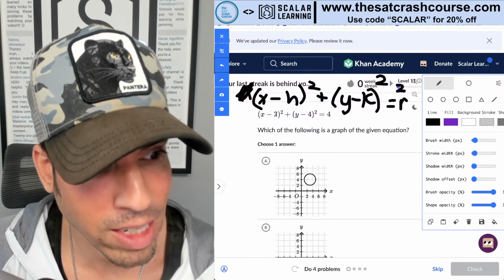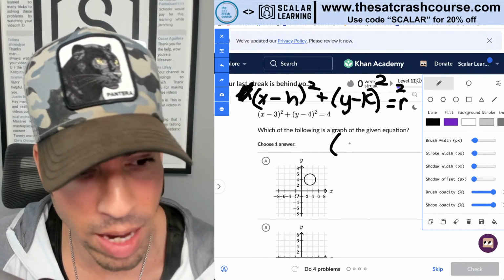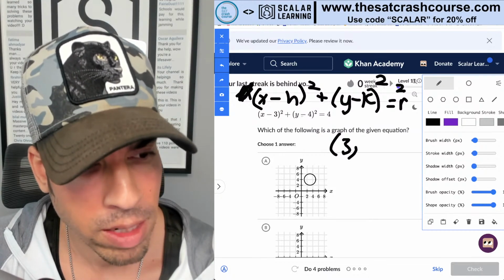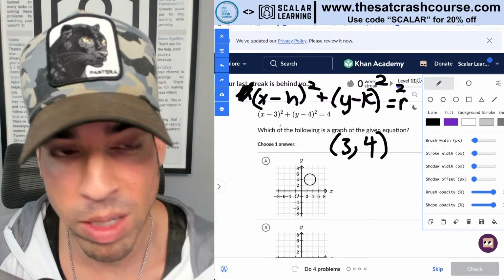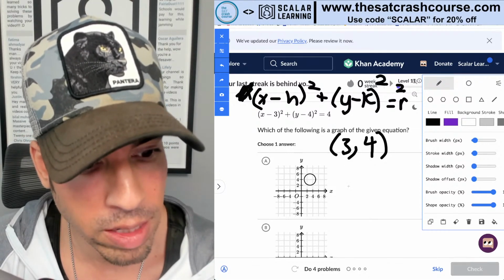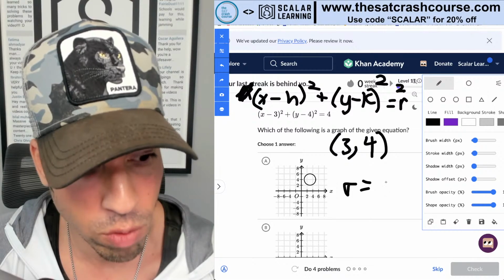So again, since it's x minus 3, my center for the x value is positive 3. My center for the y value is positive 4. It's always the opposite, right? If it was x plus 3, it would be negative 3. And then my radius is the square root of this value over here, which is 2.